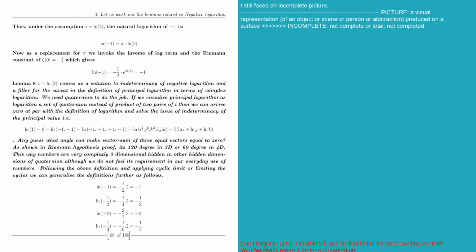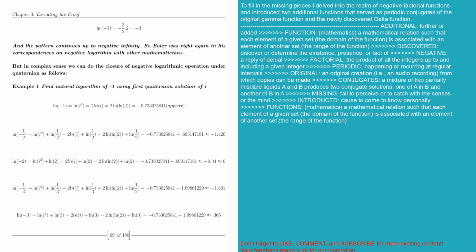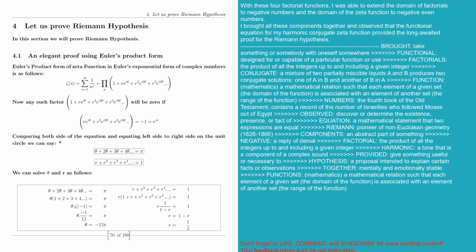I still faced an incomplete picture. To fill in the missing pieces, I delved into the realm of negative factorial functions and introduced two additional functions that served as periodic conjugates of the original gamma function and the newly discovered delta function. With these four factorial functions, I was able to extend the domain of factorials to negative numbers and the domain of the zeta function to negative even numbers.